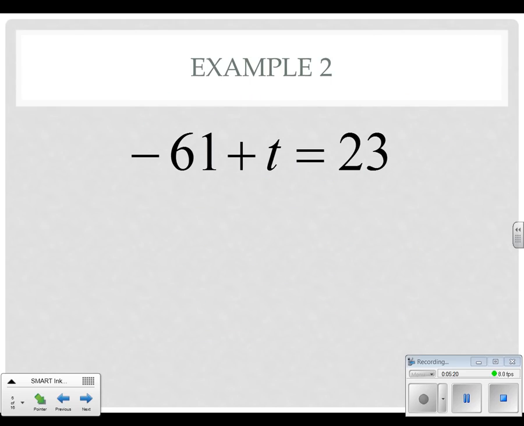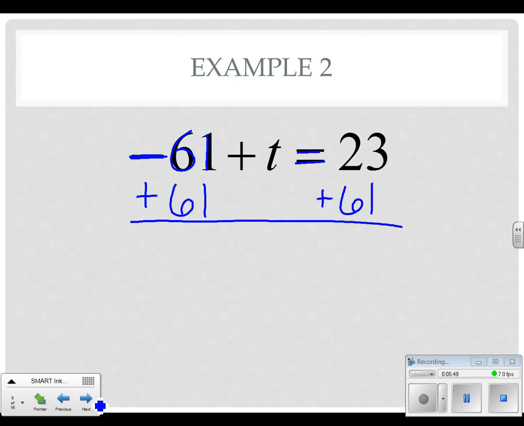In the second problem, I want to get the t all alone. To get the t alone on the left side of the equal sign, I have to get rid of the negative 61. Because I have a negative in front, the opposite of that, I look at as subtraction. The opposite of subtraction is addition. You do the opposite. We do the inverse operation. Whatever we do to one side, we do to the other.